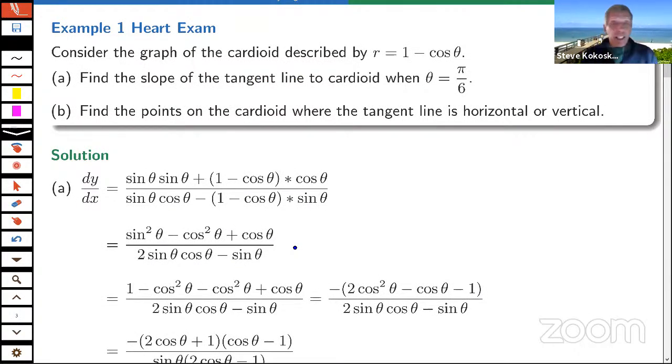So this one's going to be a hard exam, and let's consider the graph of the cardioid described by r equals 1 minus cosine theta. And for the AP Calculus teachers out there and the students, I know your students are better at this than I am. They can recognize some of these curves right away and know that that's a cardioid and know where the larger portion of the cardioid is in which direction. So I want to find the slope of the tangent line to that graph when theta is equal to pi over 6. And I want to find the points on this cardioid where the tangent line is horizontal or vertical.